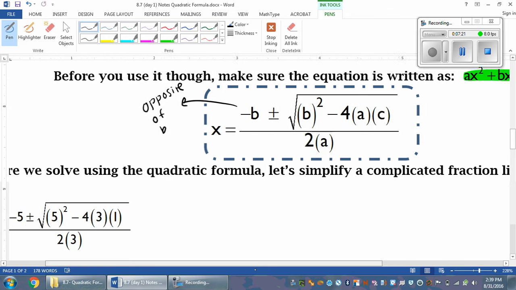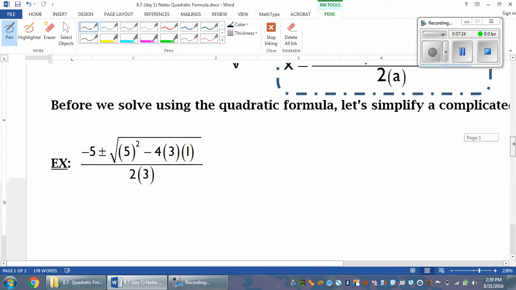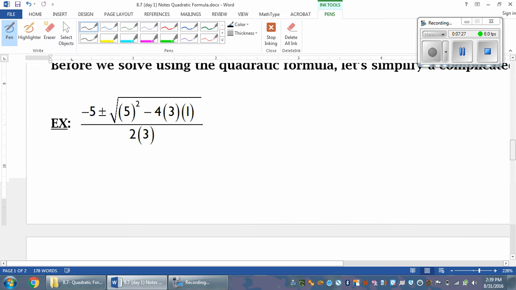Now, before we actually jump straight into the quadratic formula, let's actually learn how to simplify this first. All right, the first thing that we're going to do is simplify everything under the square root. So in your calculator, you're going to start putting parentheses 5, parentheses square. Do this with me. Parentheses 5, parentheses square, minus 4, parentheses 3, parentheses 1. Everyone should get 13. Now, we did not type the square root yet.